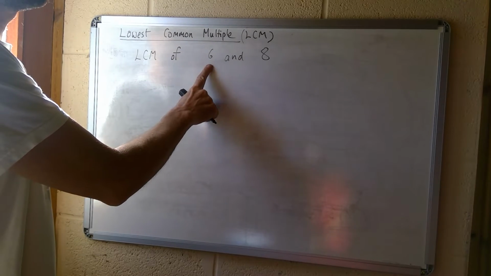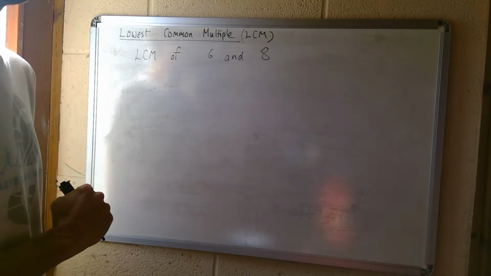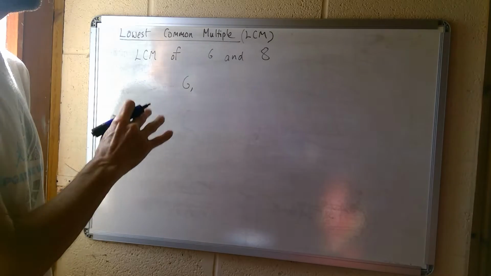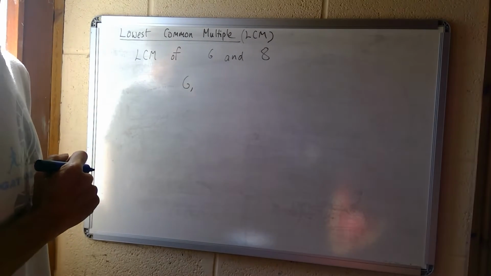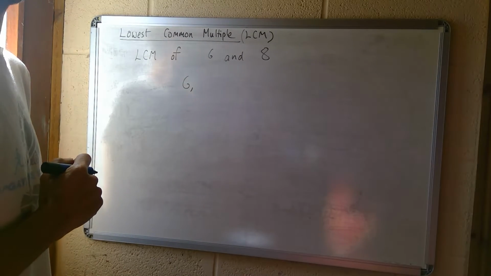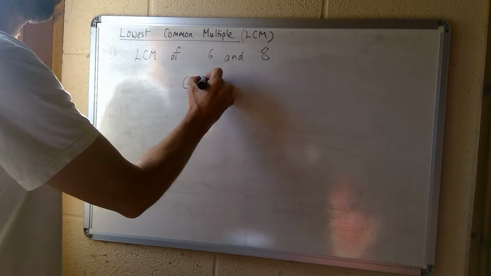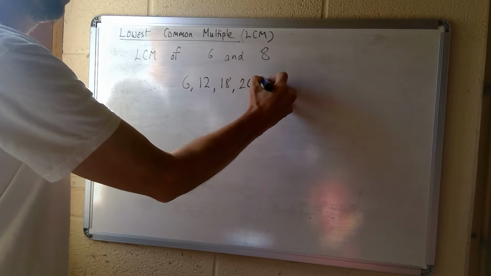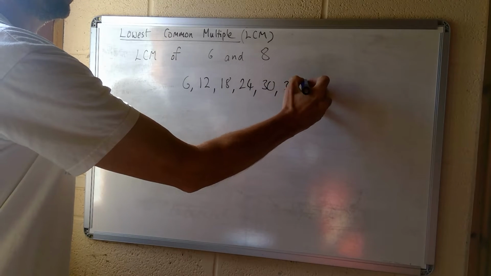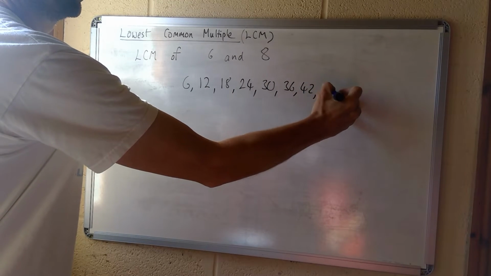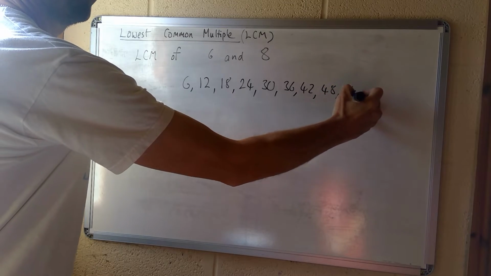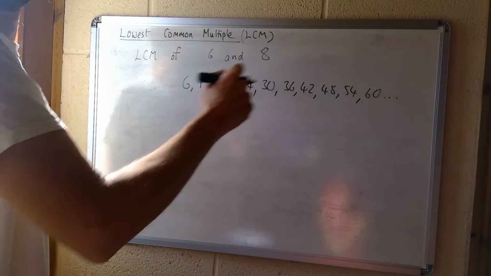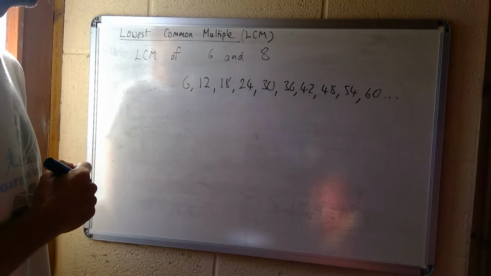So for the lowest common multiple of 6 and 8, I'm simply going to list the multiples. So I'm going to start with the multiples of 6. The multiples of 6 are an infinitely long list, so I don't know how many I'm going to need. So I'm going to just write a few to start off with. 6, 12, 18, 24, 30, 36, 42, 48, 54, 60.